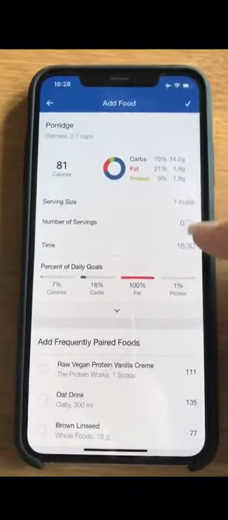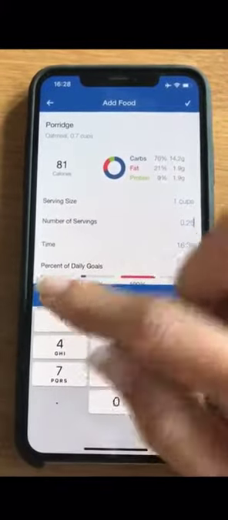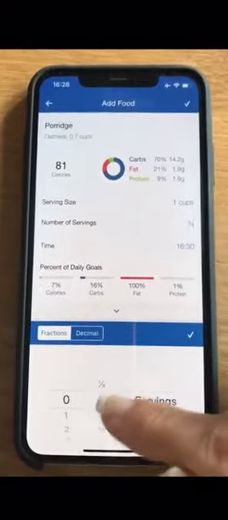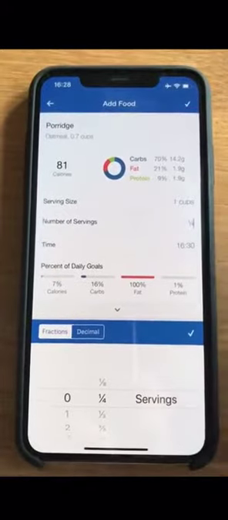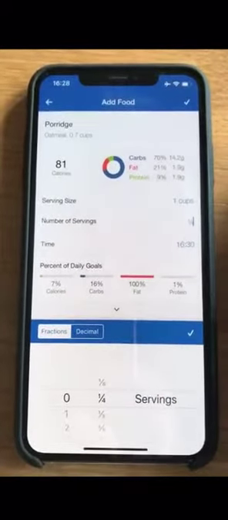And then I'm going to say, well, what if I had 0.25, which is a quarter of a cup? Now you can change this to a decimal if you want. You can see here, you can take a quarter, a third, you can change it for every single food. It's not like you choose it once and it stays that way across the board. You can change it for every food.